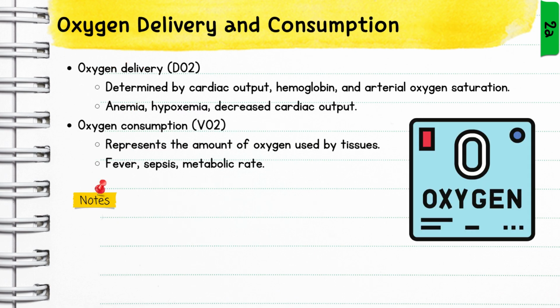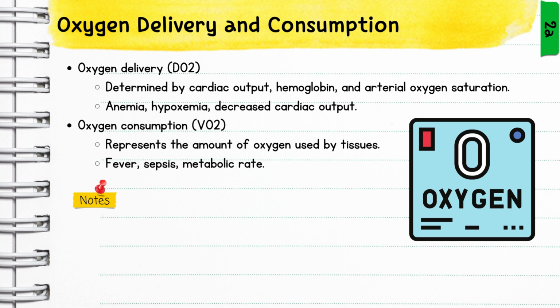So, oxygen delivery and consumption. These are some more important concepts in hemodynamic monitoring. It goes beyond just what their pulse ox is. Oxygen delivery, or DO2, is determined by cardiac output, hemoglobin levels, and arterial oxygen saturation. Essentially, it's the amount of oxygen being delivered to the tissue.